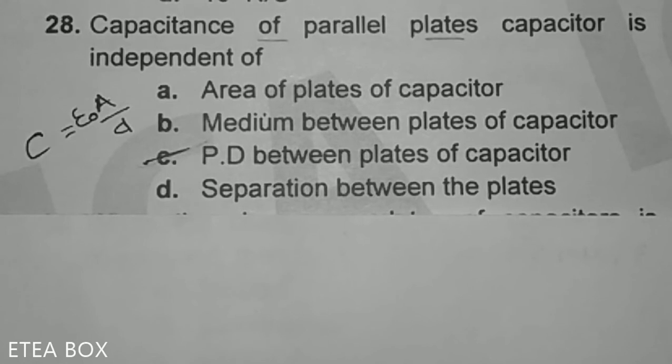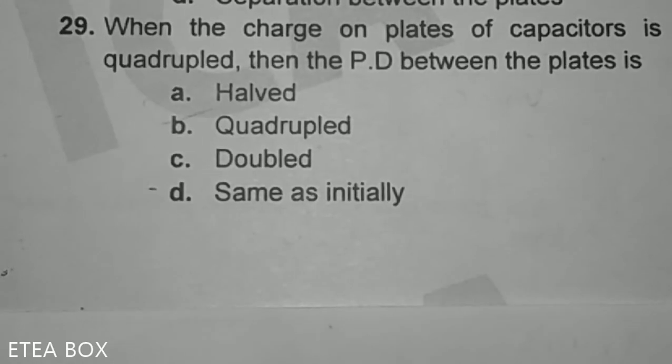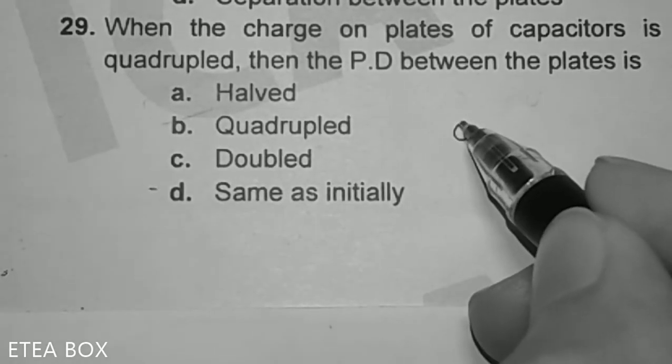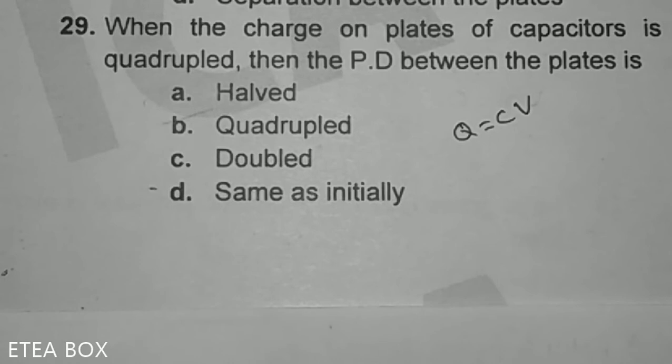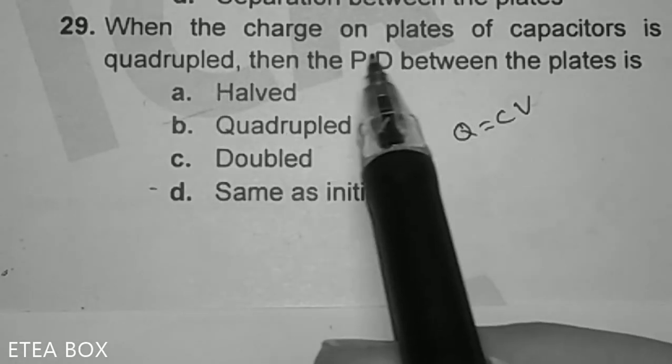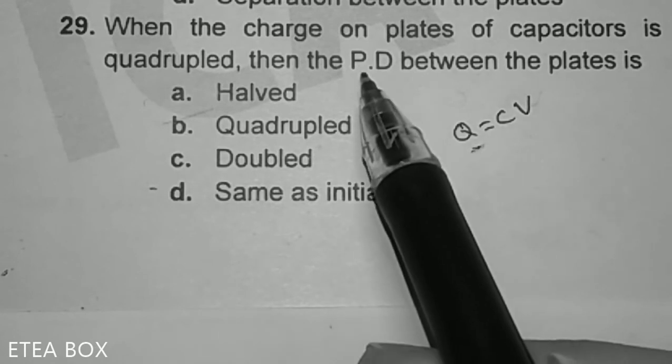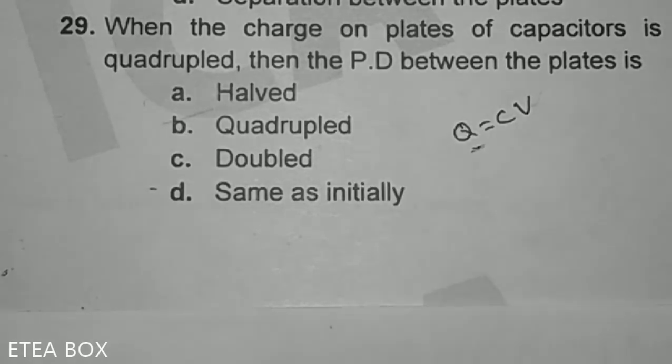When the charge on the plate of a capacitor is quadrupled, then the potential difference between the plates is... Now look here, we know that Q is equal to CV. If the charge is quadrupled, then the potential difference between the plates will also be quadrupled. So option B is correct here.